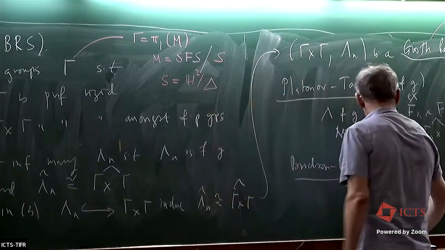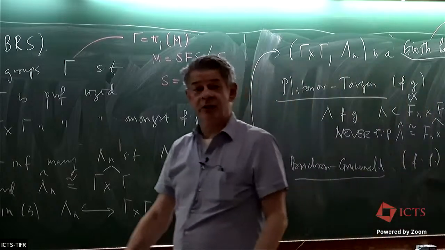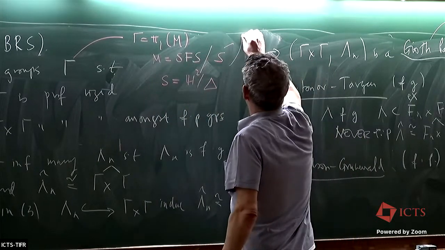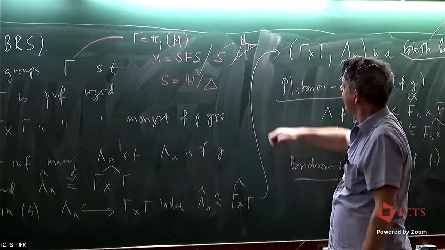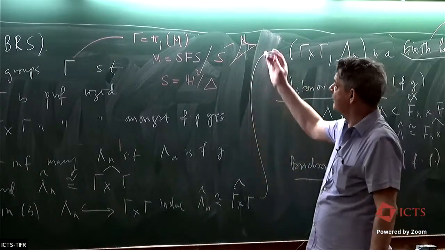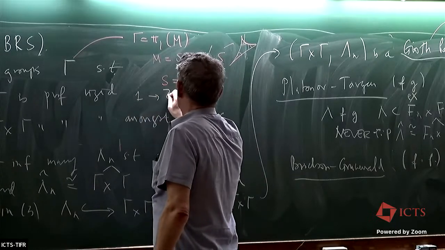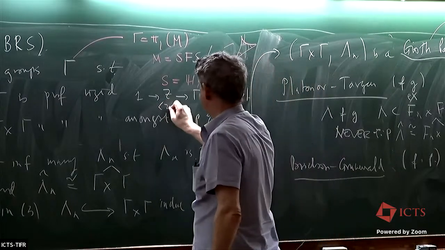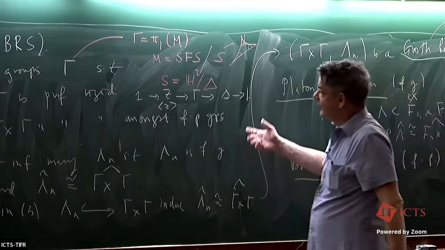So Seifert fibered spaces: this is going to be a closed oriented three-manifold that's foliated by circles. You collapse the leaves down, you get a two-dimensional orbifold. So this S looks like this, where you see these cone angles here. These cone points correspond to the so-called exceptional fibers, and then the regular fibers give you the rest of the stuff. And so as far as we're concerned here, the group is of the form: 1 to Z to gamma to delta to 1. It's a short exact sequence where this infinite cyclic group is generated by any regular fiber. So this is the theorem.